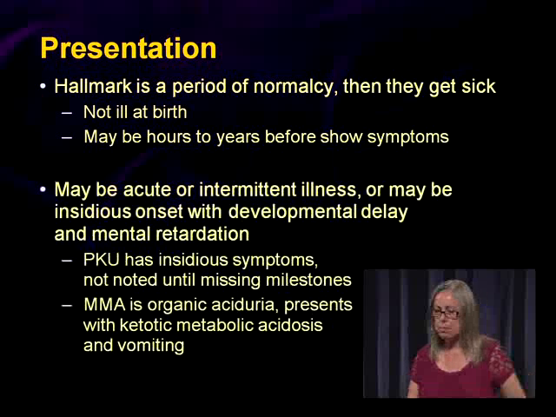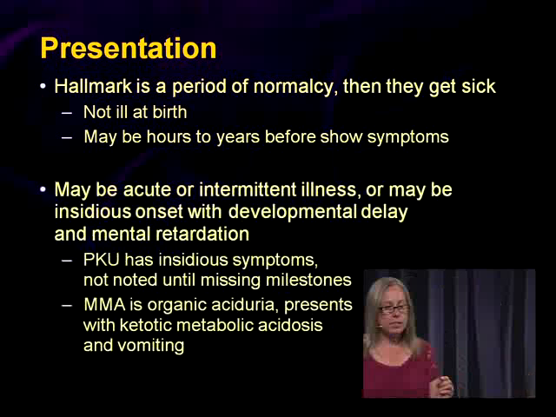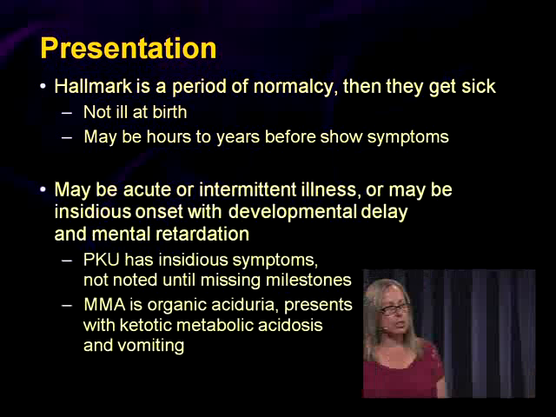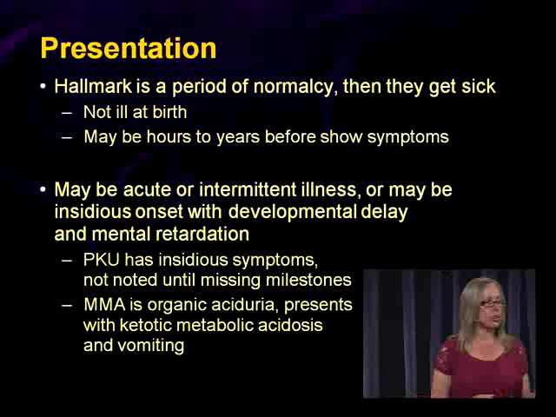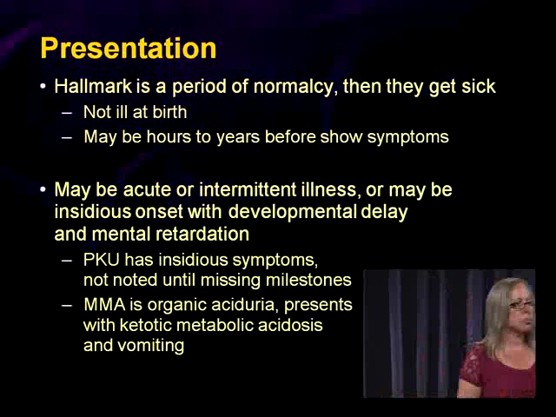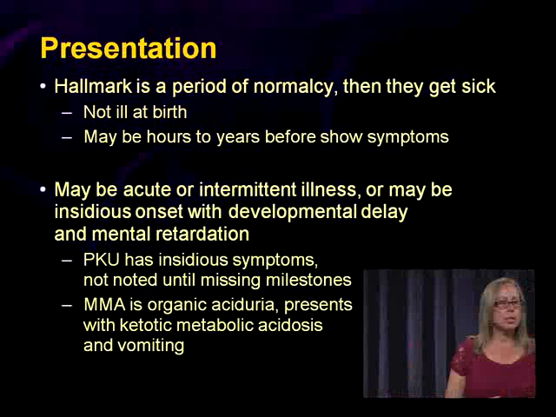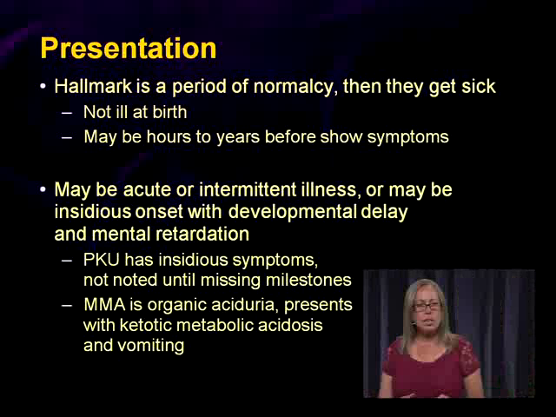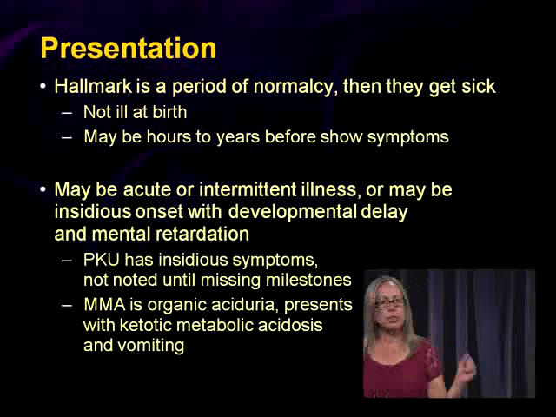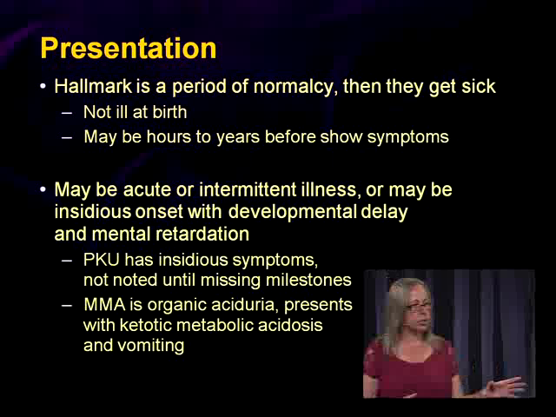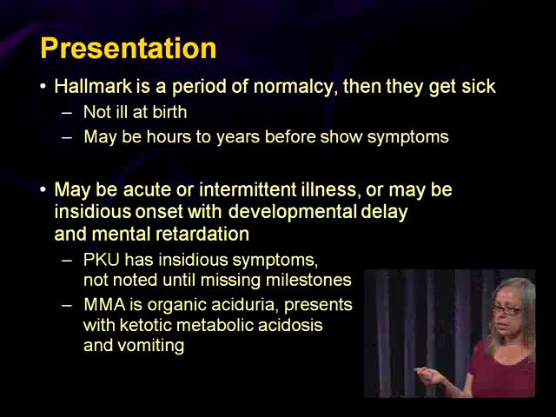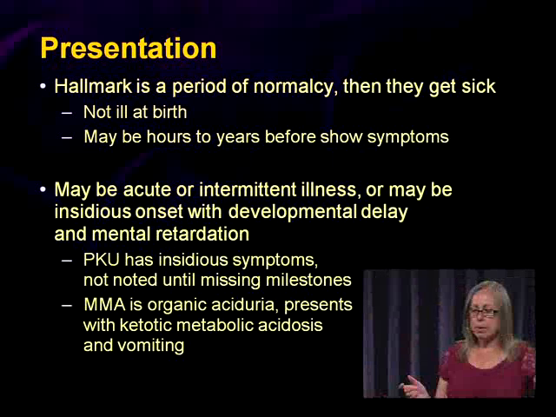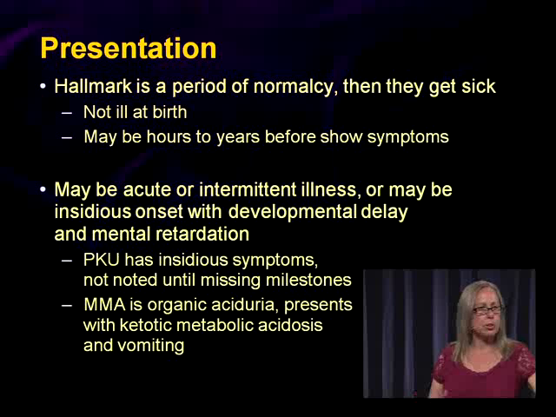It can be an acute illness, or it can be an intermittent illness, and it may be insidious with developmental delay and mental retardation. And the classic for that is PKU, and that's why it started the newborn screening program, because by the time you saw the problem, which was mental retardation and seizures, it was too late to do anything about it. But if you start the diet at the very beginning, you can avoid all of those problems. MMA, however, methylmalonic acidemia, presents with a ketotic metabolic acidosis and vomiting, so much more attention getting rather than being this insidious onset.